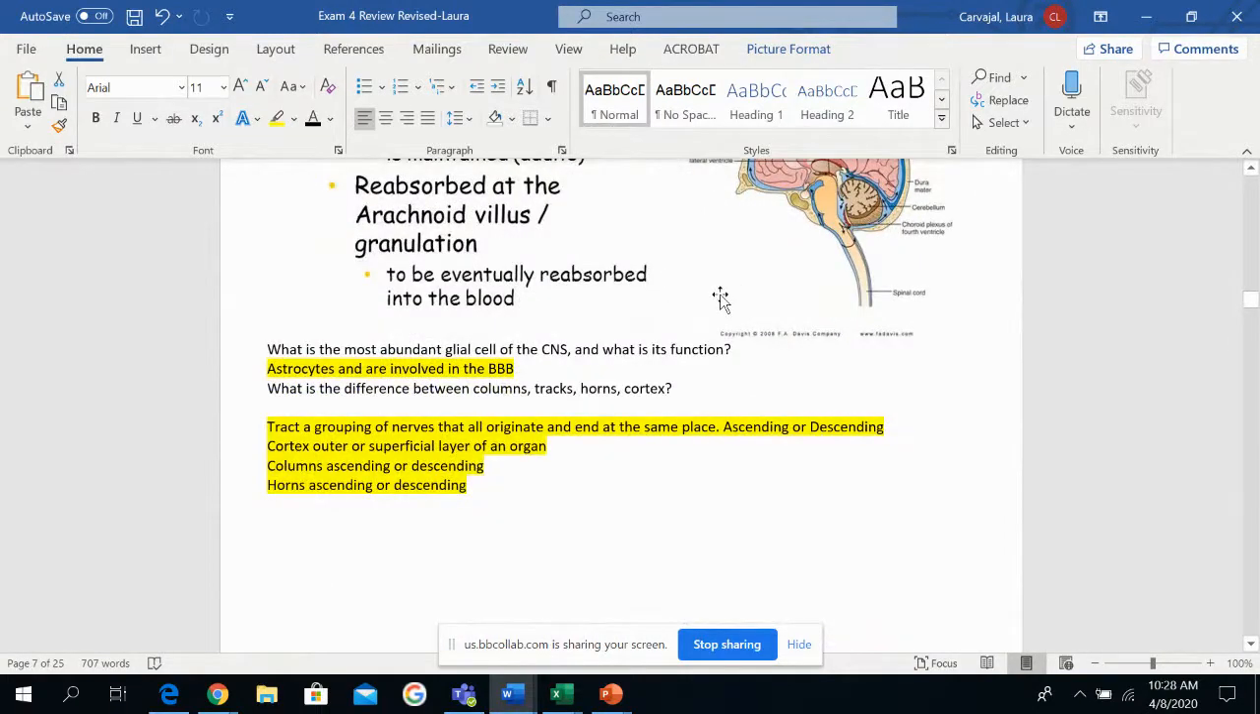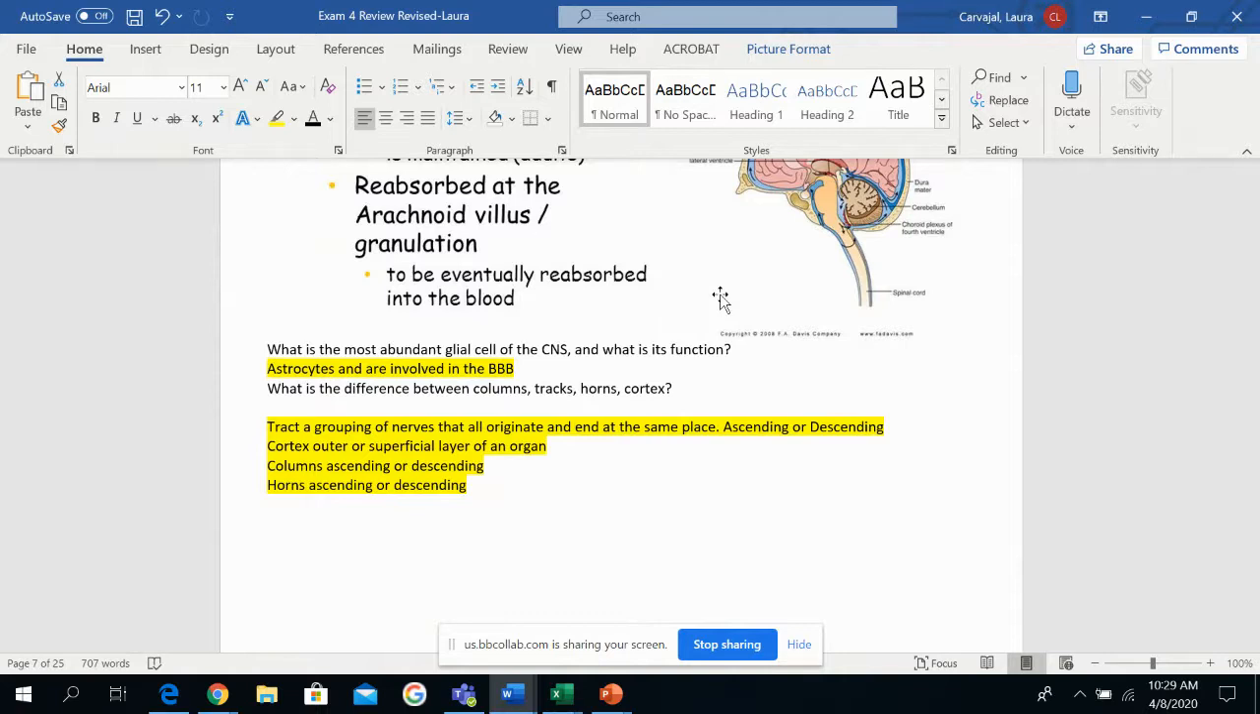What is the most abundant glial cell of the CNS and what is its function? Astrocytes are the most abundant glial cell of the CNS, and their function is to be part of the blood-brain barrier, otherwise known as the BBB. Essentially what the blood-brain barrier does is monitor what is coming in and out of the brain in the blood.